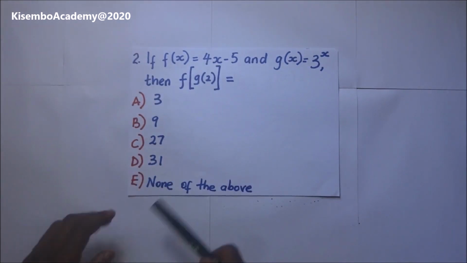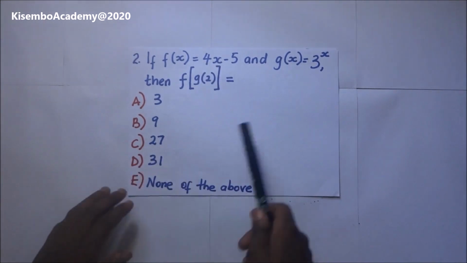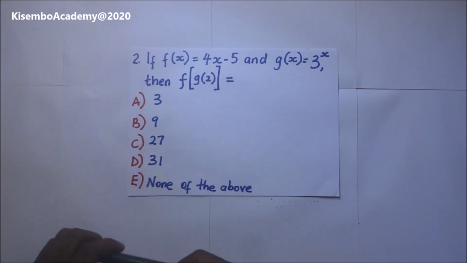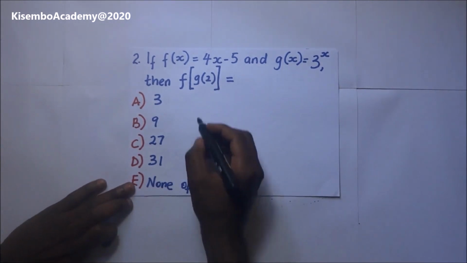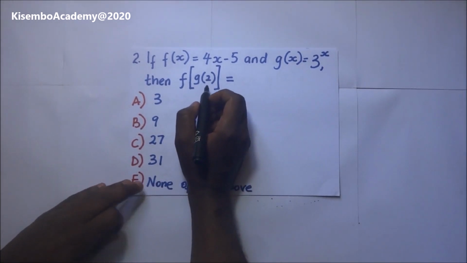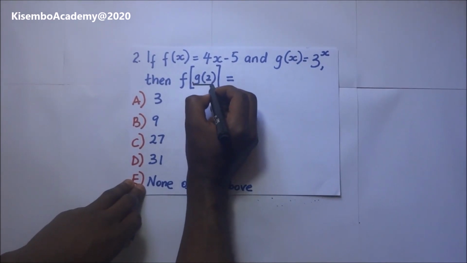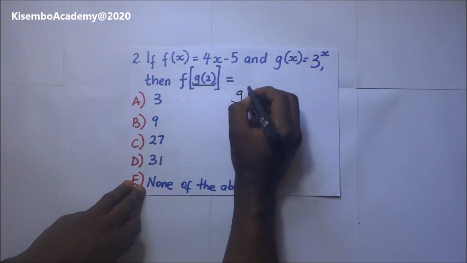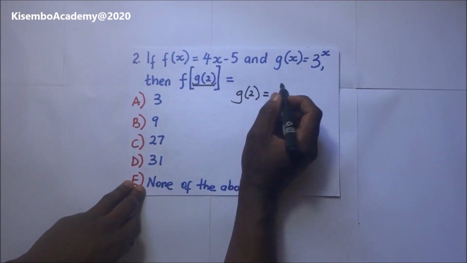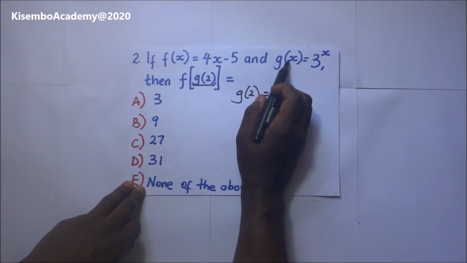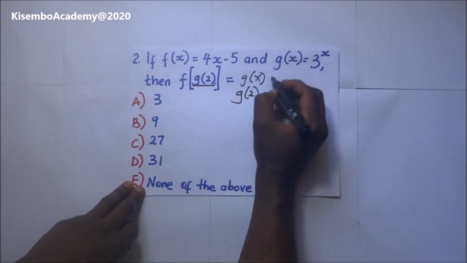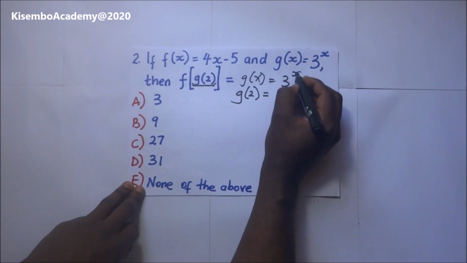If f of x is equal to 4x minus 5 and g of x is 3 to the power x, then find f g of 2. So this is a composite function. Let's first find the function inside, g of 2. We know g of x is 3 to the power x right there.